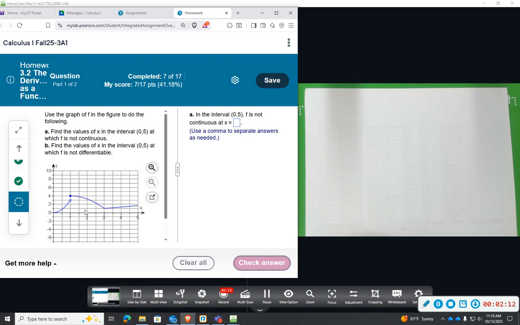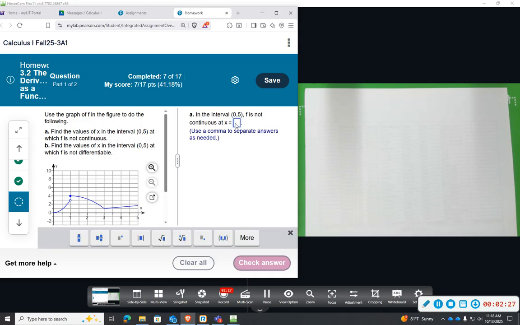Remember in the text we talked about continuous and then differentiable. So this won't be differentiable, which it kind of looks like that's the next part. But only 1 is not continuous.